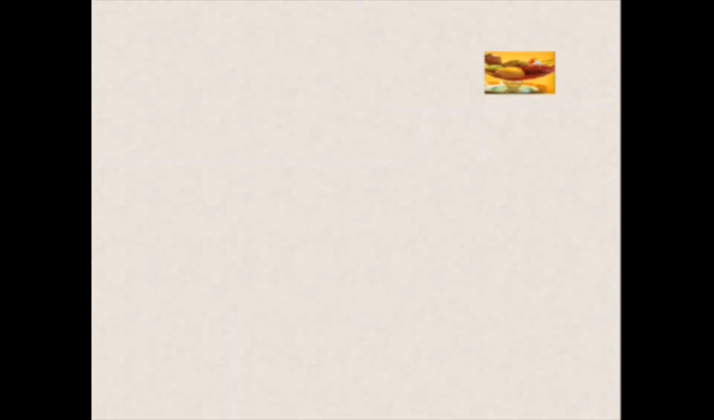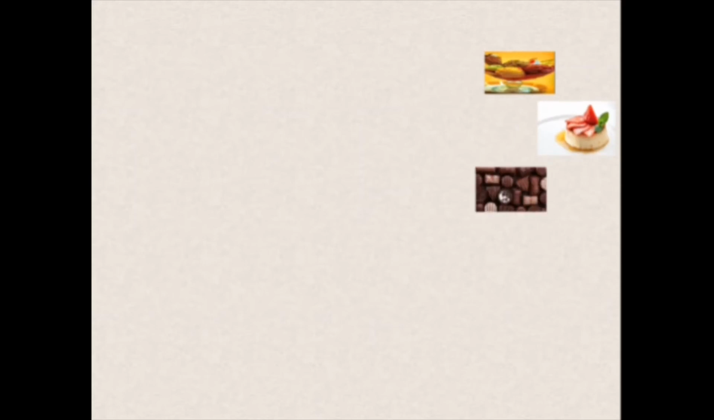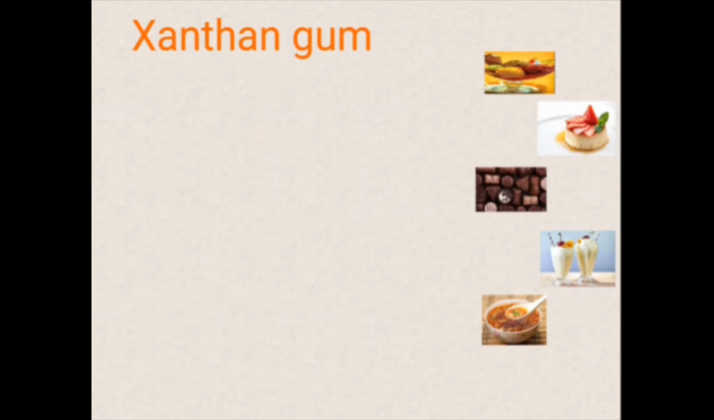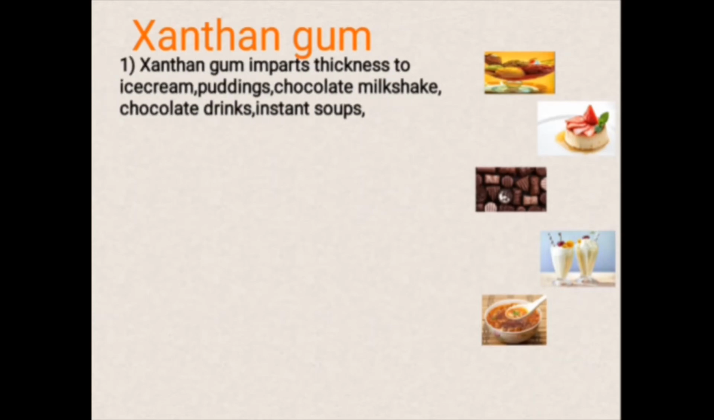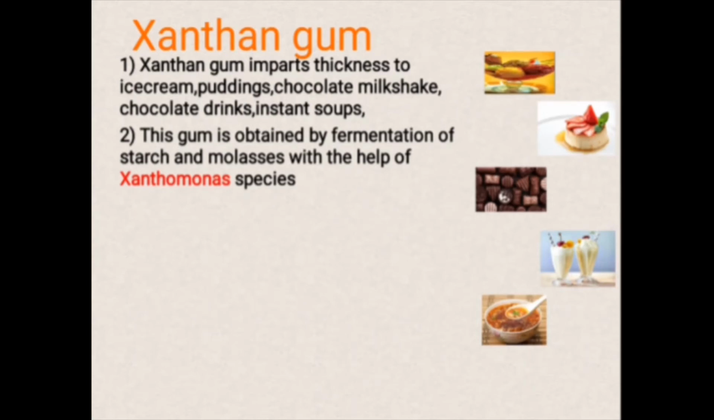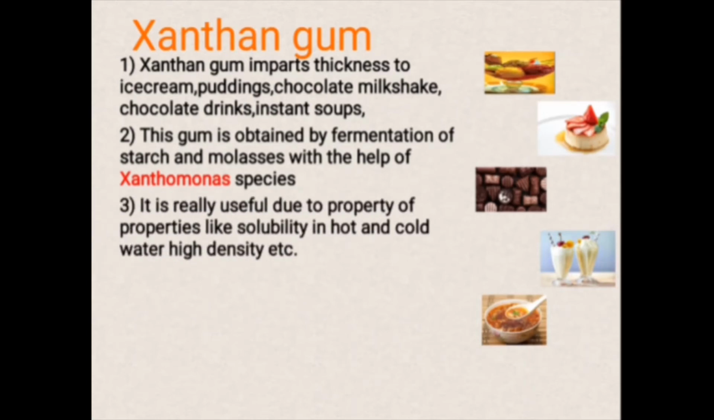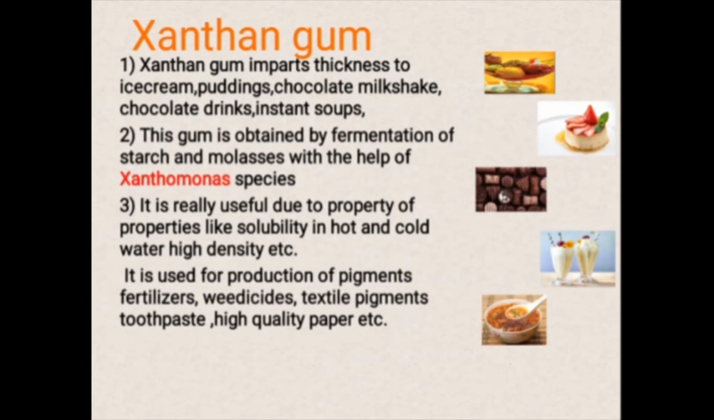Students, you like to eat ice cream, puddings, chocolate, milkshake, instant soups. What is added to it to make it thick? It is xanthan gum. This gum is obtained by fermentation of starch and molasses with the help of Xanthomonas species. It is really useful due to properties like solubility in hot and cold water, high density, etc. It is used for production of pigments, fertilizers, weedicides, textile pigments, toothpaste, high quality paper, etc.